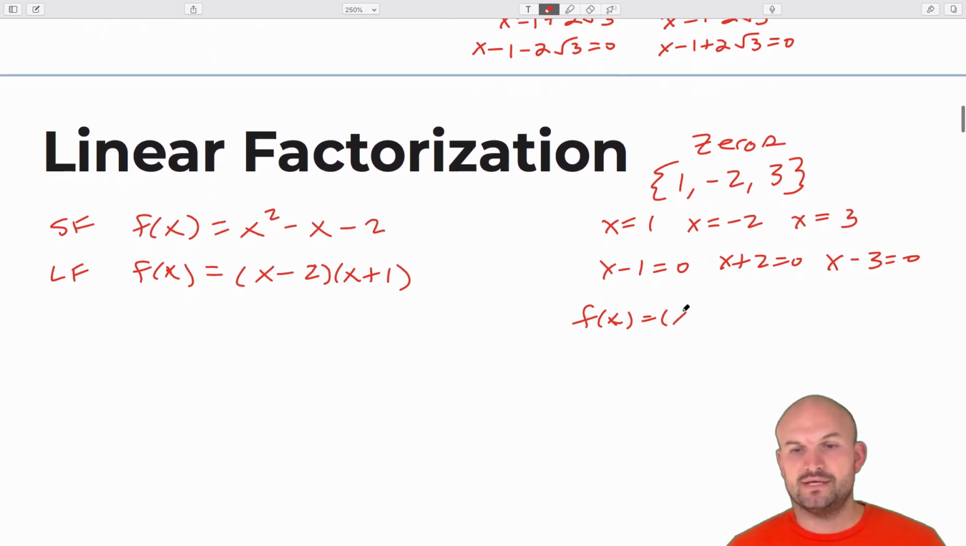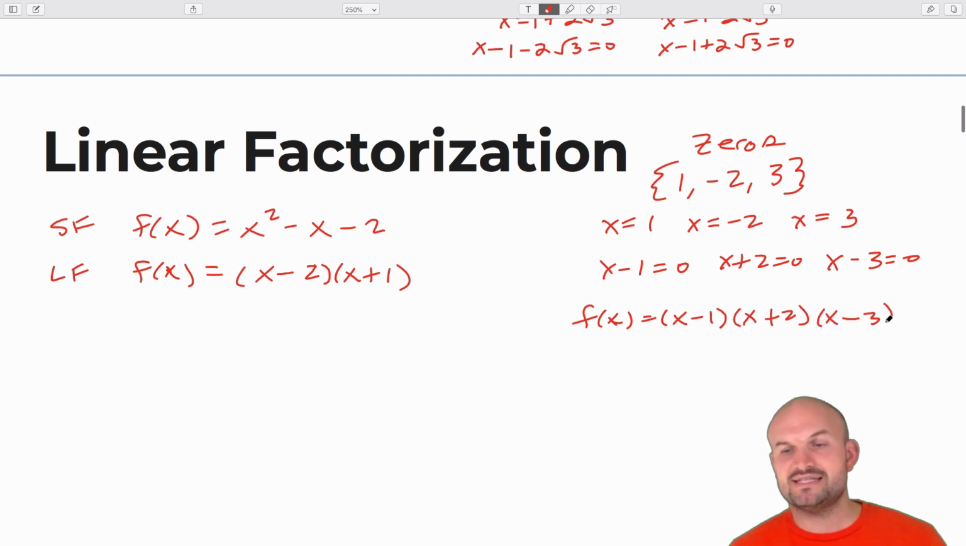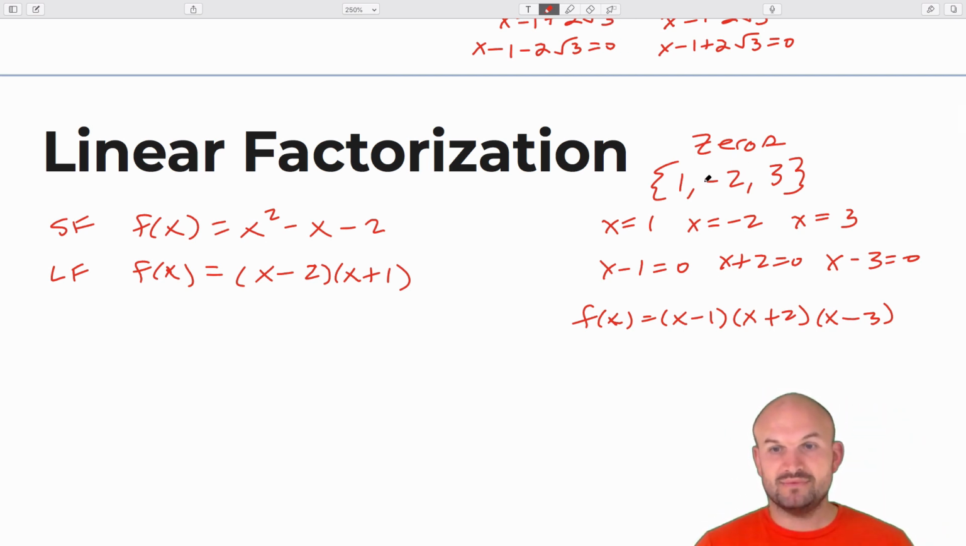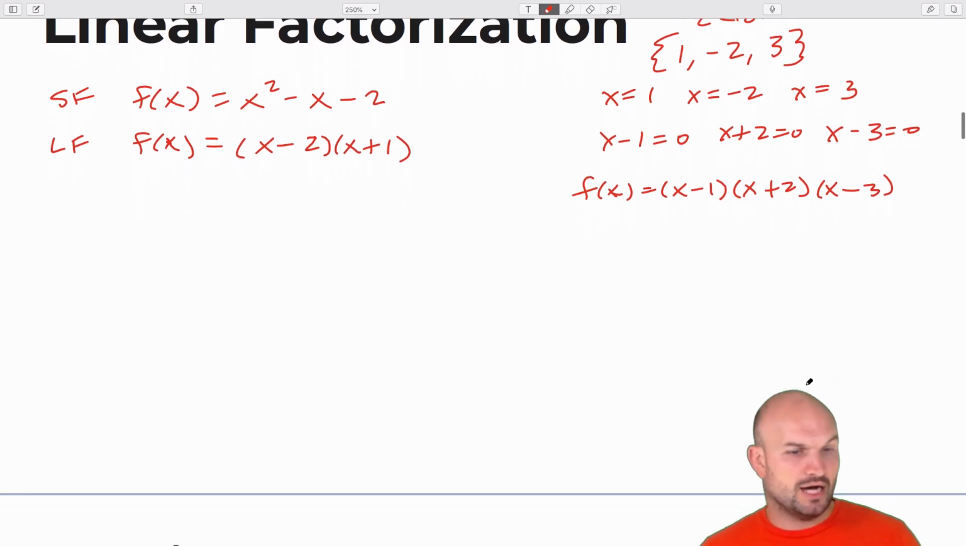It's just going to be x minus 1 times x plus 2 times x minus 3. So that's kind of like the backwards or the opposite way of doing the linear factorization, is basically just taking our information, if we're given zeros, writing them as factors and then multiplying. So sometimes factoring is not going to be as obvious. So as long as we find the zeros, we can work our way backwards. But there are some things we got to be careful with that, which will come up through the lesson.